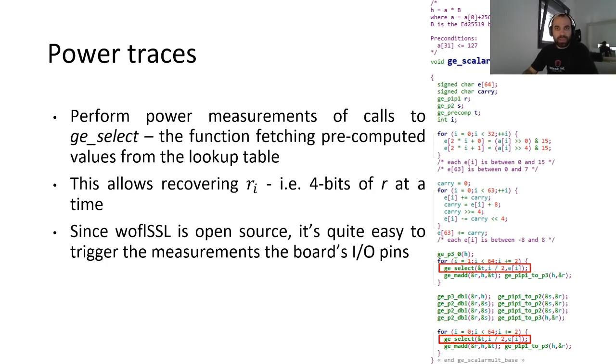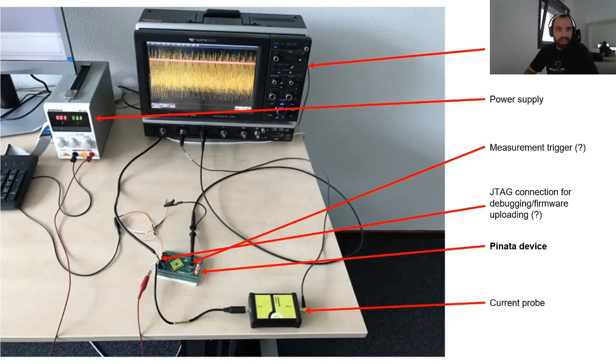So let's take a look at the power measurement setup. We have the scope and the power supply. Then there's the evaluation board by Riscure called Pinata that we're using for testing. It has a connection for triggering the scope to start recording, and also has a JTAG connection, probably connected to the computer over there. And on the bottom we see the current probe that's actually used for recording the power traces.